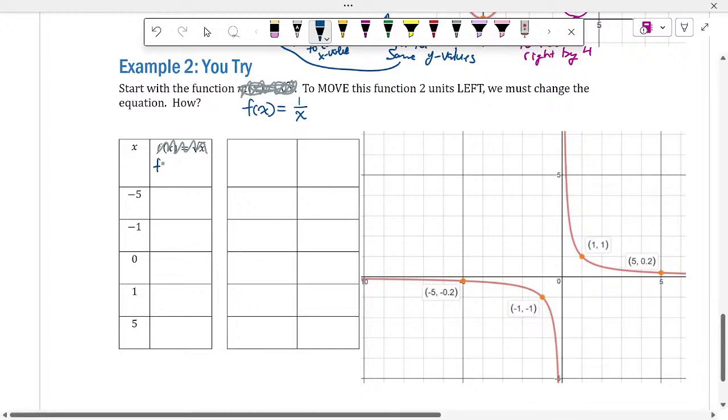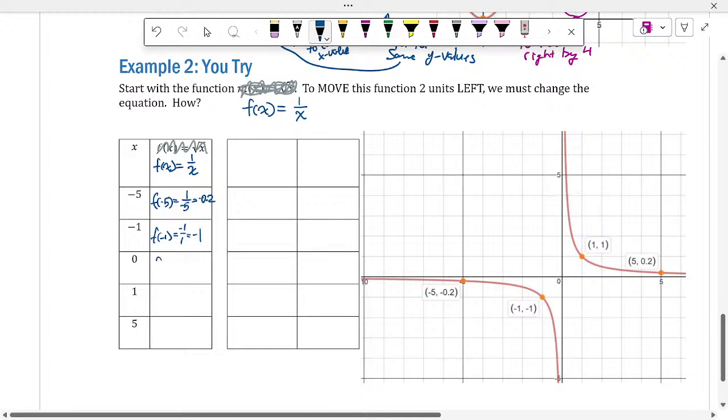So this would be f of x equals 1 over x. So what would this first one be? f at -5 would be 1 over -5. And if you want it as a decimal, that's -0.2, right? And look, there it is. And what about this one? f at -1 would be 1 over -1, which is just -1. And sure enough, there it is.